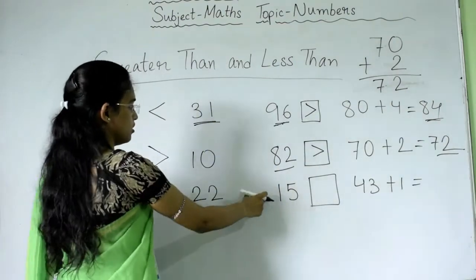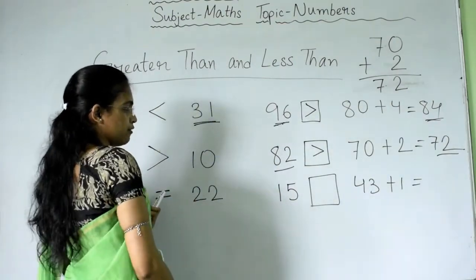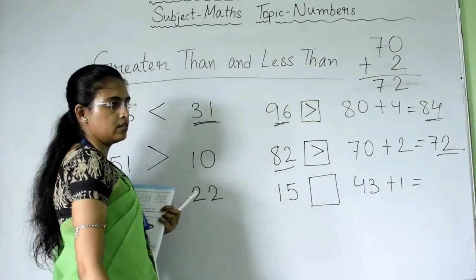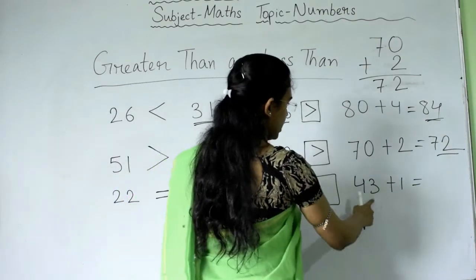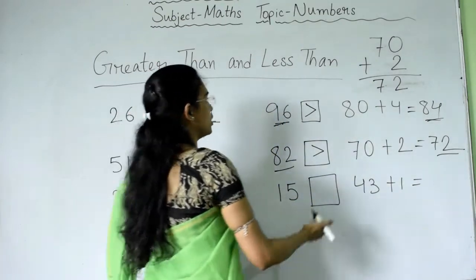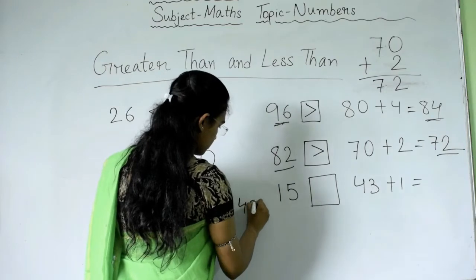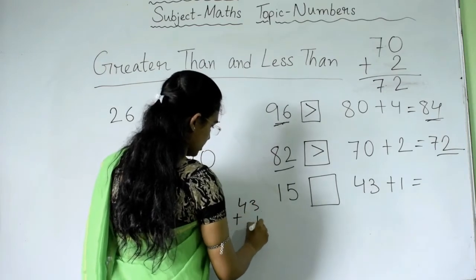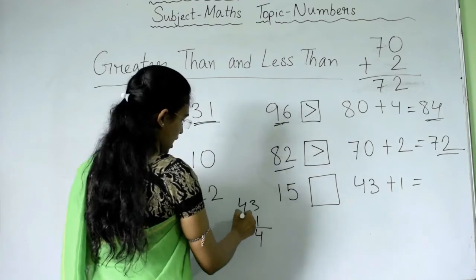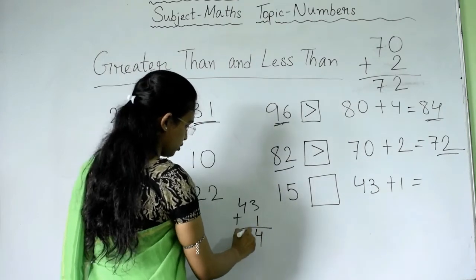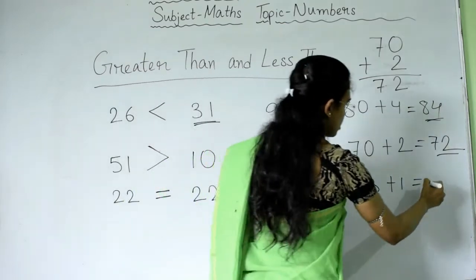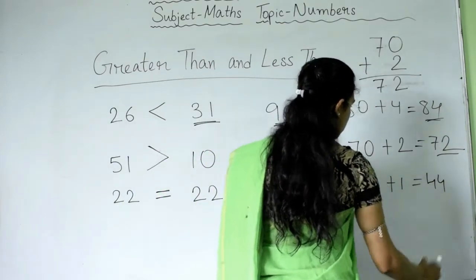Now if I give you this sum, how will you do this one? Here we have written 15 and here we have what? Which number? 43 plus 1. So 43 plus 1 means 3 plus 1, 4, and here is nothing, so we have to put 4. So 43 plus 1 is equals to 44.